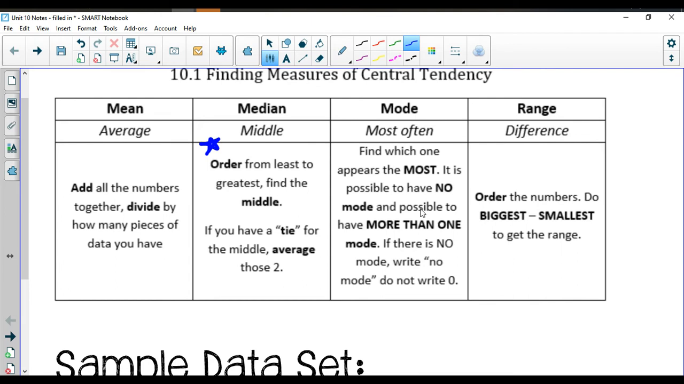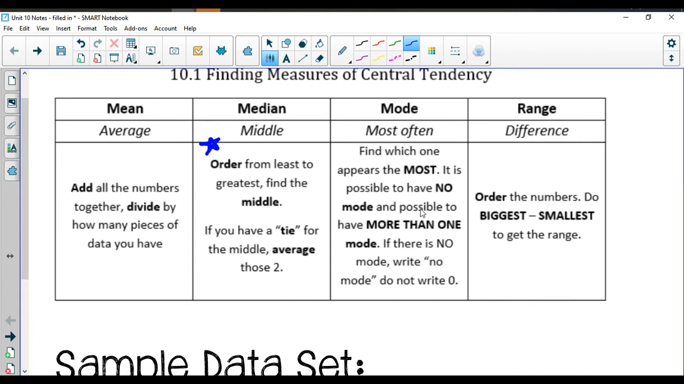Possible to have more than one mode. So for example, in my data set, if I have the number 15 that shows up 2 times and the number 17 that shows up 2 times, but every other number only shows up once, the numbers 15 and 17 are actually able to be my mode. So I'm able to have more than one. If there's no mode, write no mode, do not write 0.